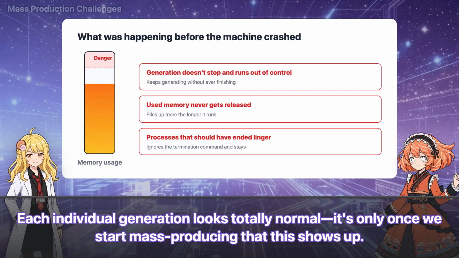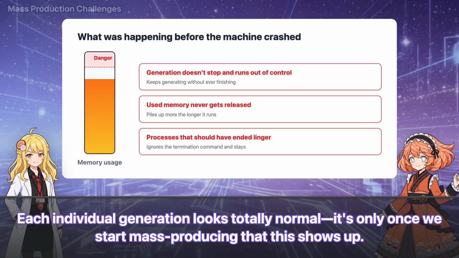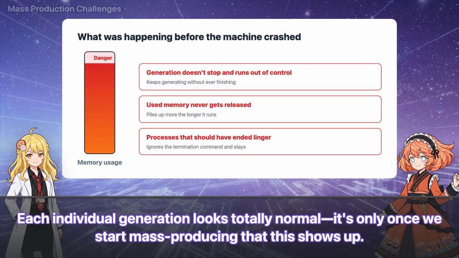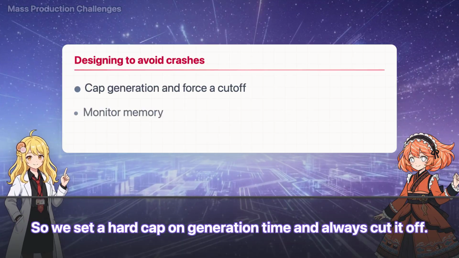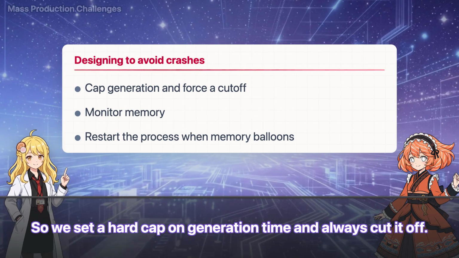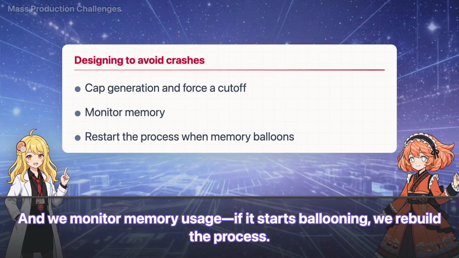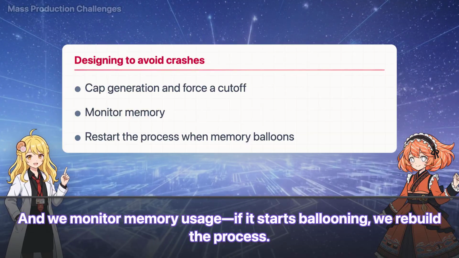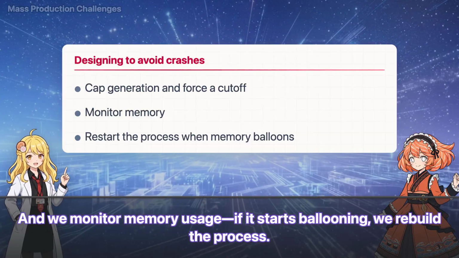Each individual generation looks totally normal. It's only once we start mass producing that this shows up. So we set a hard cap on generation time and always cut it off. And we monitor memory usage. If it starts ballooning, we rebuild the process.